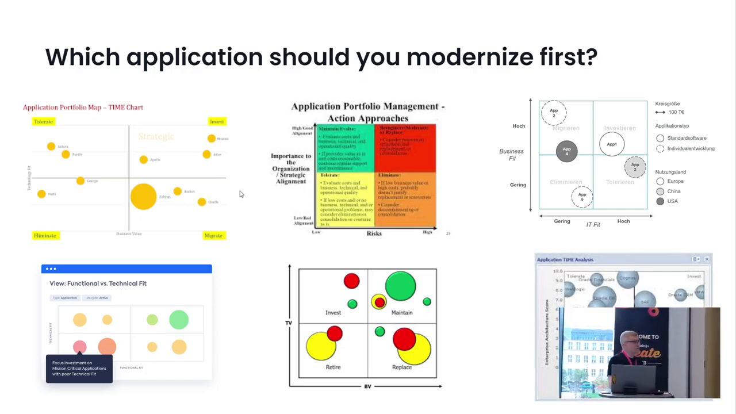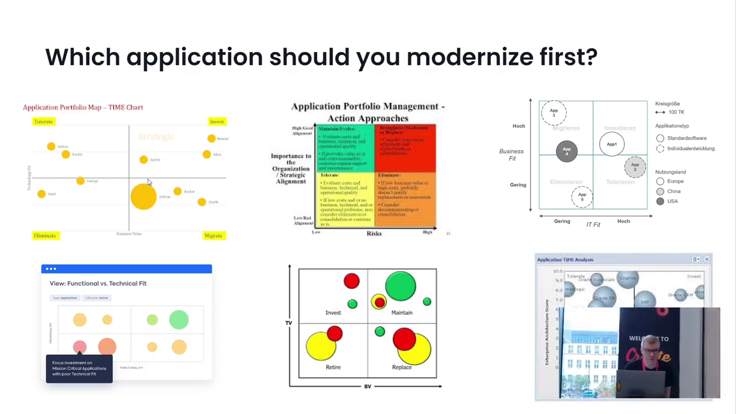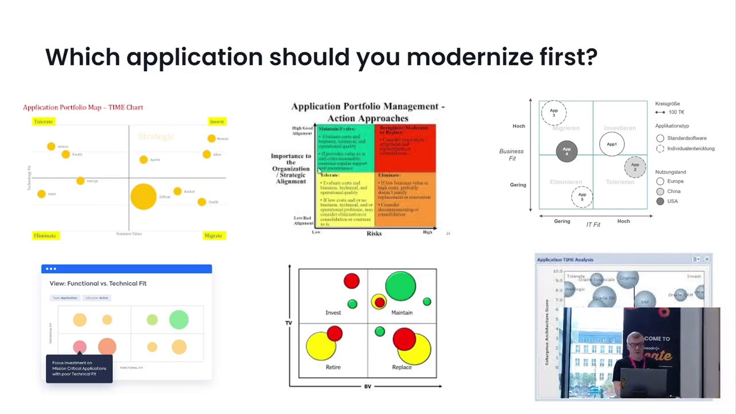So if we look at some of these, I'll just read for you. I understand that it's hard to read. It's a bit hard for me to read as well. But here in this first one of the six, we have technology fit and business value. The second one, we have importance to the organization and strategic alignment versus risks.